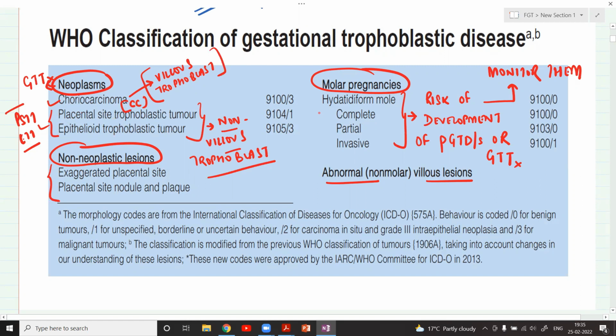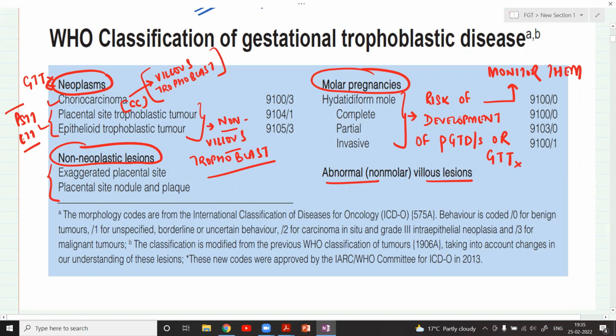Very important: why are we interested in reading about the molar pregnancies? I am sure that most of you who are in residency right now must have come across some mole or molar pregnancy. It is a very commonly encountered specimen in microscopy. So complete mole, partial mole, invasive mole. Why are we reading about these moles?